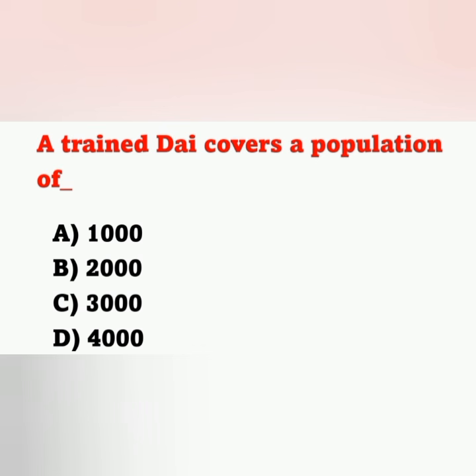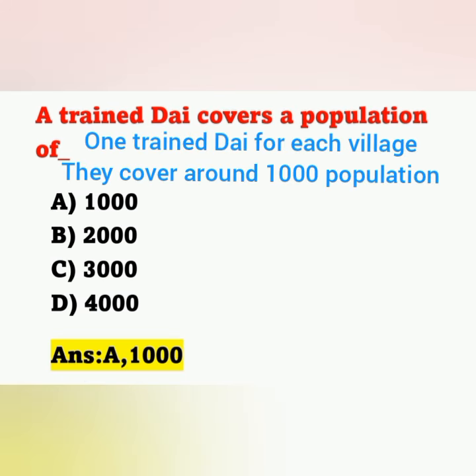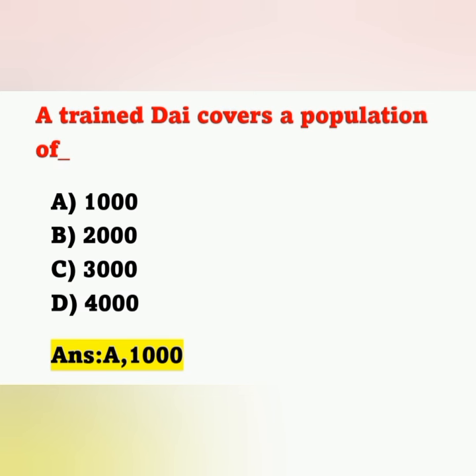A trained dai covers a population of how many? Option A 1000, option B 2000, option C 3000, option D 4000. A trained dai covers 1000 population. Option A is the correct answer. One trained dai for each village, and they cover around 1000 population. Move on to the next question.